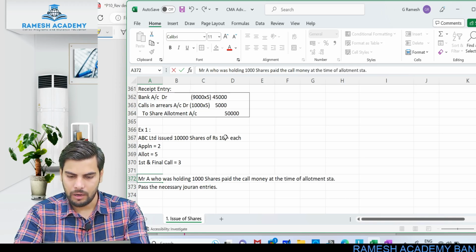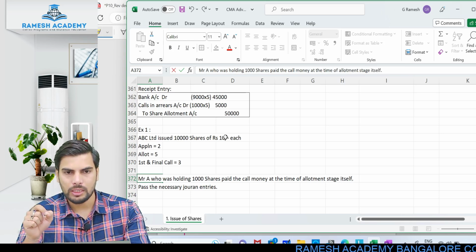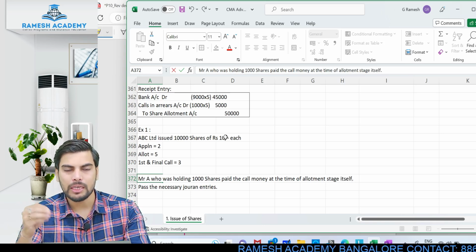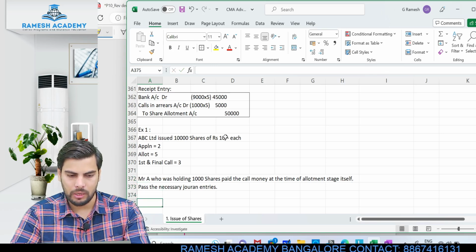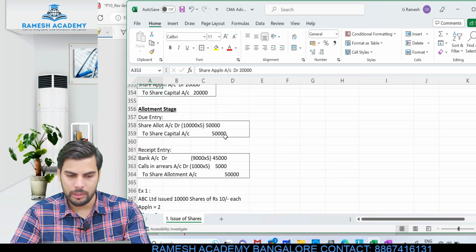At the time of allotment stage itself. So at the time of allotment, what he is doing is, he is not only paying the allotment money, but along with allotment money, he is also paying this call money. So he is paying some amount in advance. Okay, so let us understand what exactly will be the journal entry.